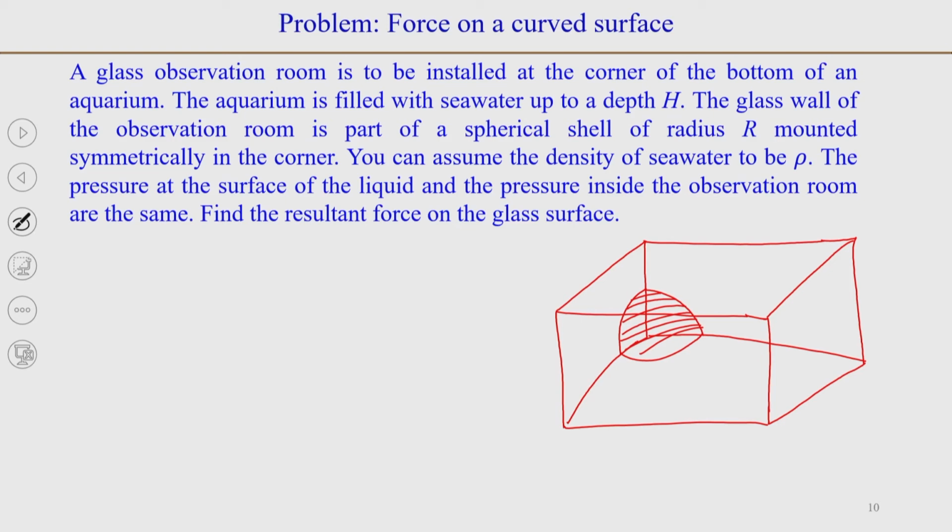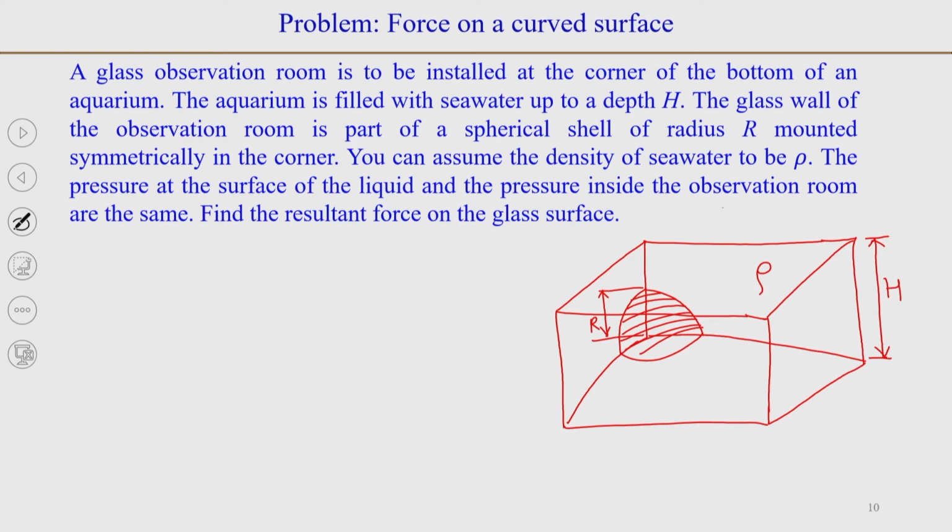So, the radius of this spherical cell is r. The height of this aquarium is given to be h. This is symmetrically placed in the corner, so that is why it will have 1/8 of a sphere. You can assume the density of the water or sea water to be rho, and the pressure at the surface of the liquid and the pressure inside the observation room to be the same.